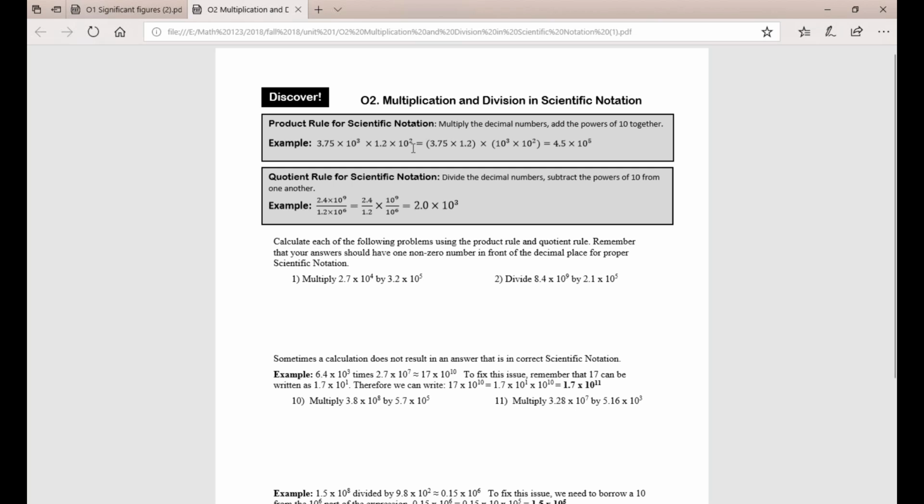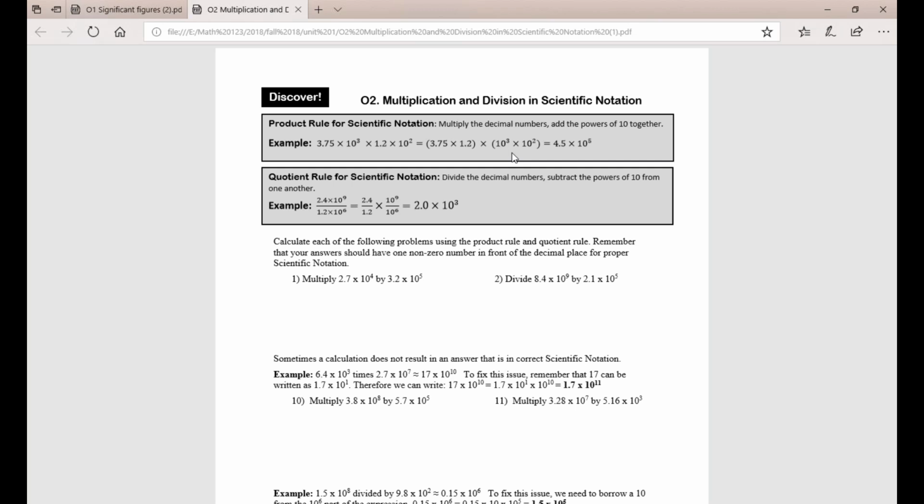What I have to do here is 2 things. First, I have to take the decimal portions and multiply those. If I multiply these 2 out, I'm going to get 4.5, no other digits. Then I have to multiply the powers of 10. If you remember, when I am multiplying powers of 10, these two numbers are in exponential form. 10 is the base number, and then I have the exponent that it's raised to.